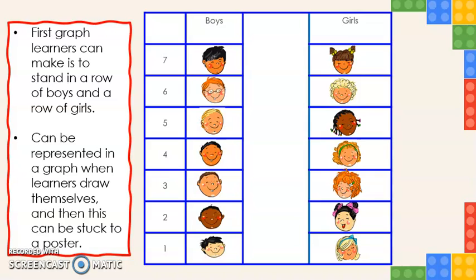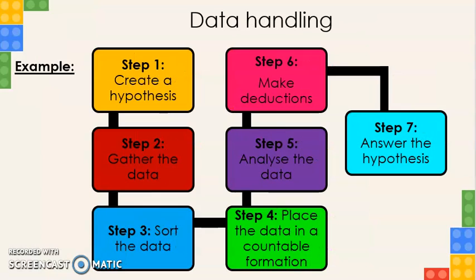The first graph learners can make is to stand in a row of boys and a row of girls. This can be represented in a graph when learners draw themselves, and then this can be stuck to a poster. The important factor to remember when making graphs in grade R is that learners cannot read yet, and that the display has to speak by means of pictures. When representing data by means of graphs, there are 7 steps in order to compile this graph.